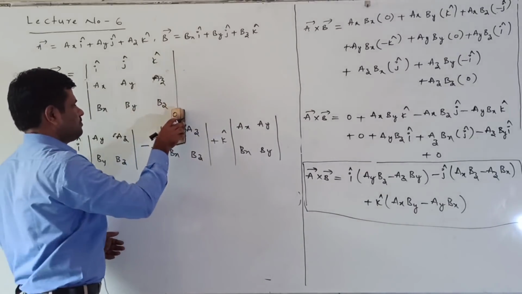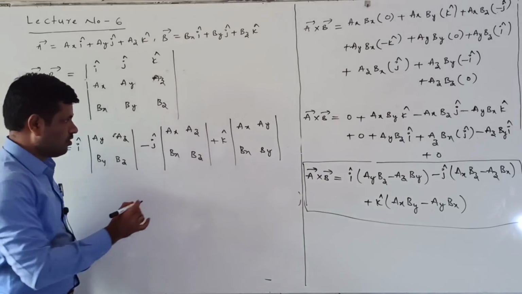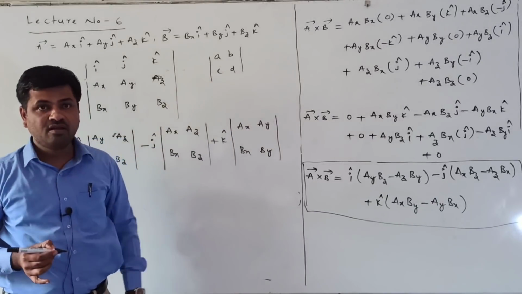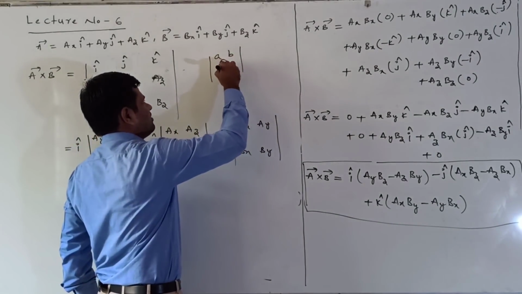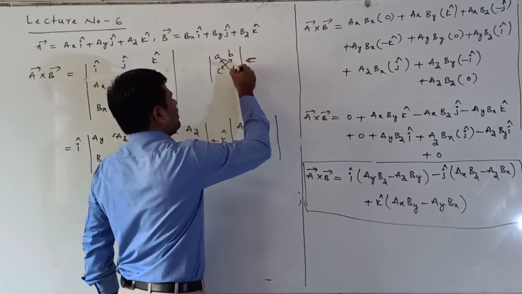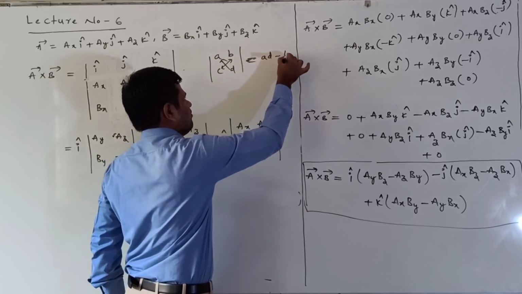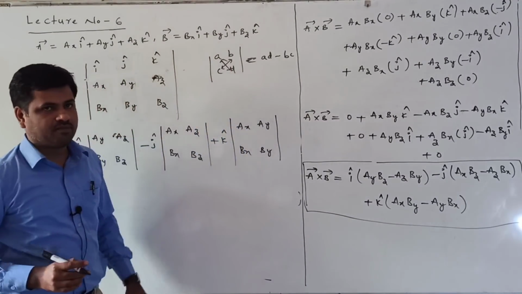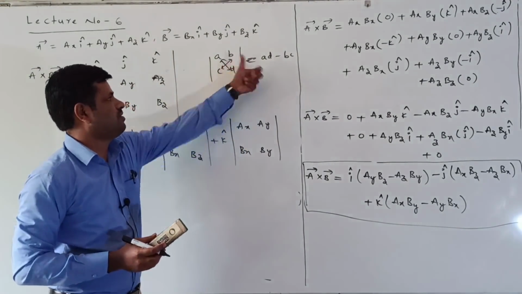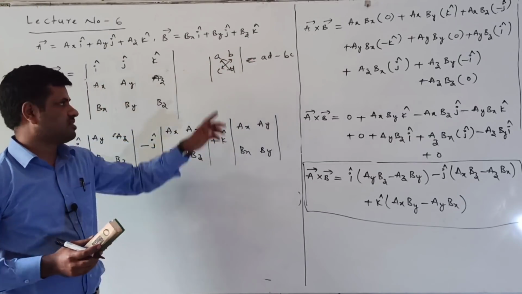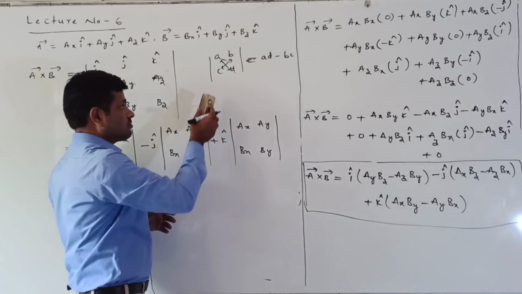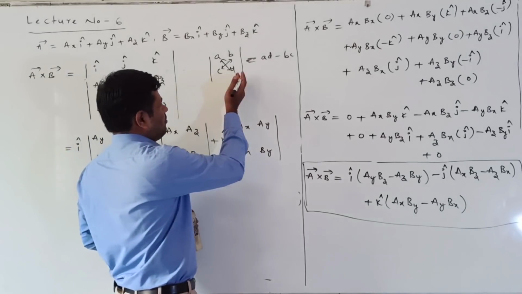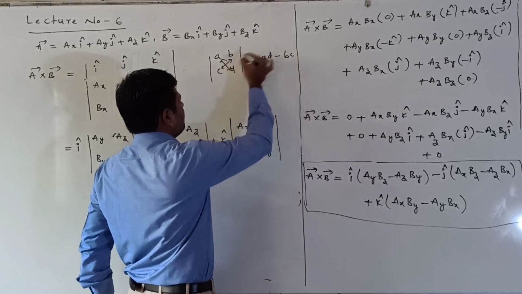Now how do we find this determinant? Suppose we have a, b, c, d. The determinant of this is found like this: a into d, in between put a minus, then b c. So it is ad minus bc. This is the method for finding the determinant of a, b, c, d. This is called a 2 by 2 matrix, and you can understand it clearly in matrices. The determinant of a 2 by 2 matrix is a into d minus bc.